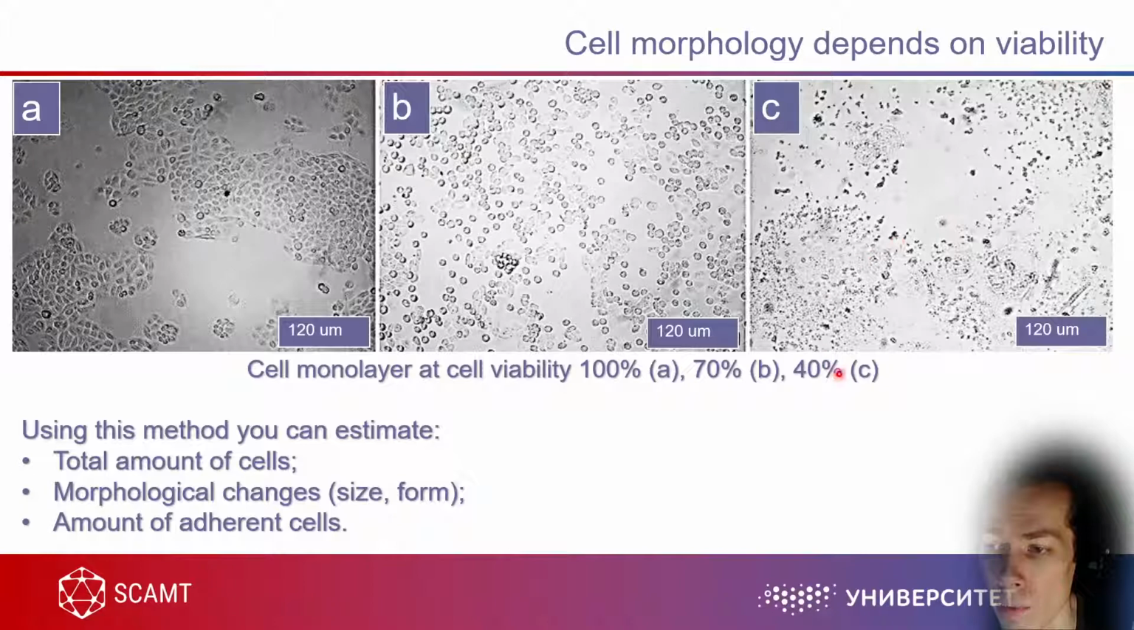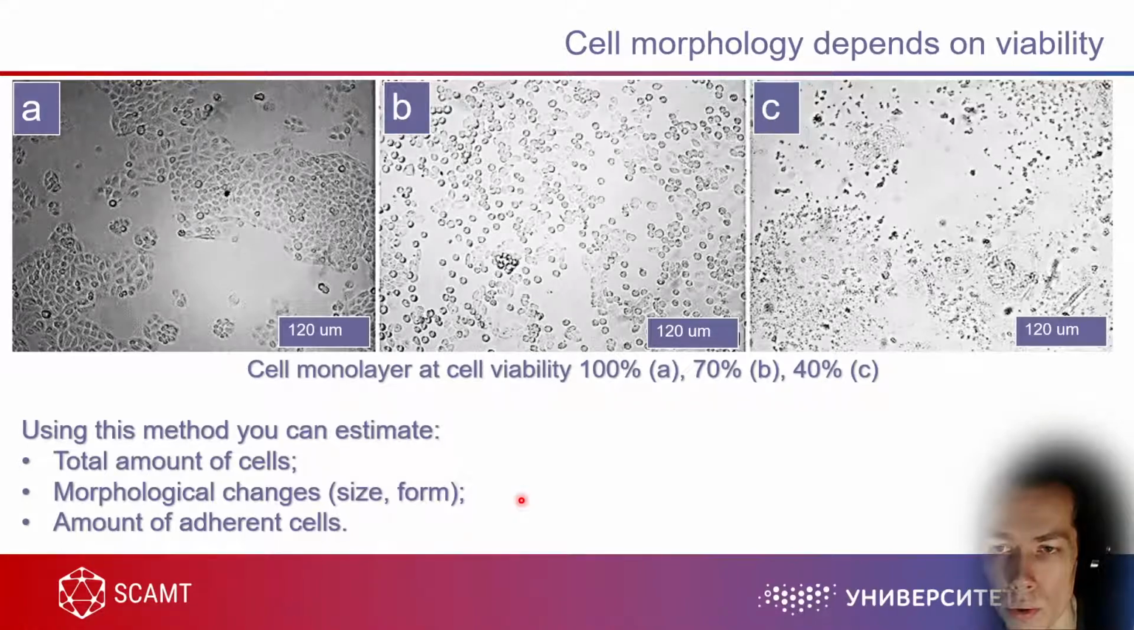But we will talk about how this connects with each other, because this amount of live cells, like 40% of cells alive and 60% dead, is a result from an indirect way. So again, this is a direct way to observe. You observe it with your own eyes. And with microscopy you can observe the total amount of cells, different morphological changes like size and form maybe, and the amount of adherent cells. For adherent cell cultures, it's very crucial that all of the cells are adherent to a culture plate.